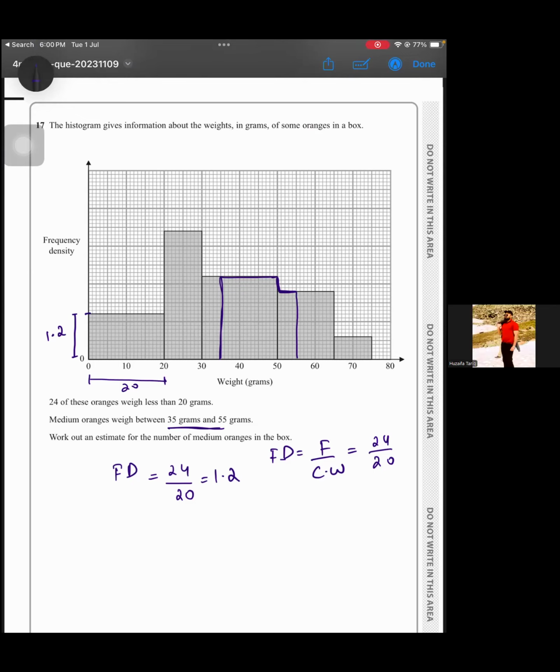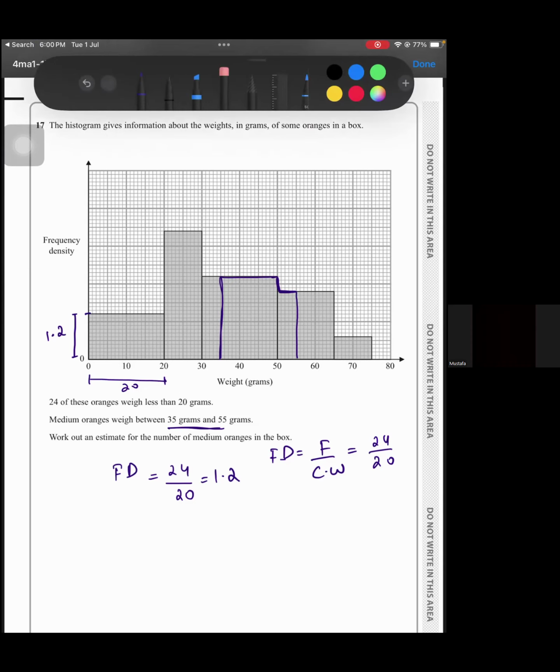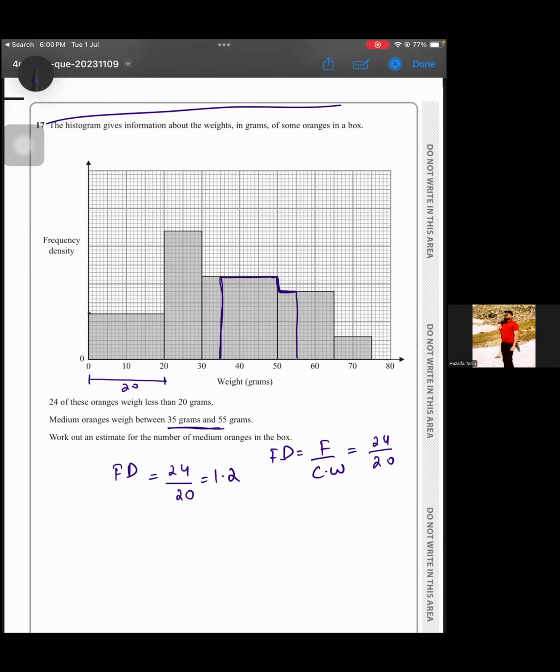Meaning each box is equal to 1.2. Wait, so is the height 1.2 or is one box 1.2? The total height. I am talking about this whole box. Exactly. So it's 1.2, okay, right?